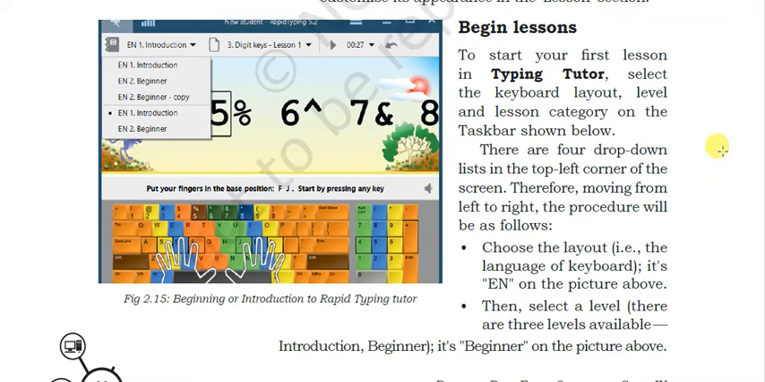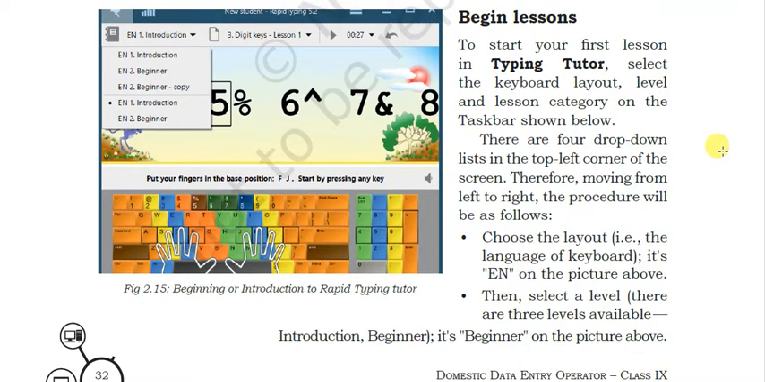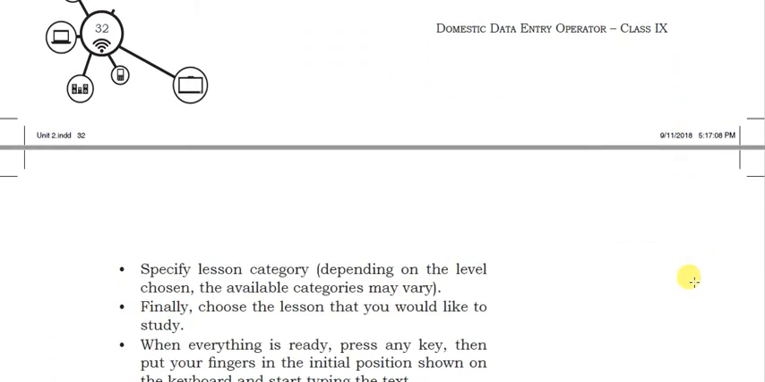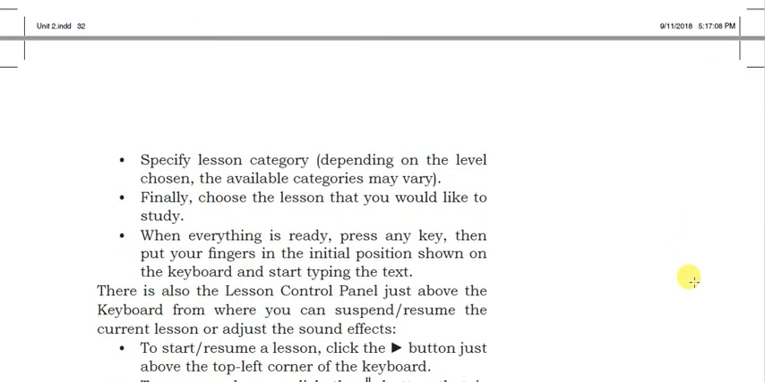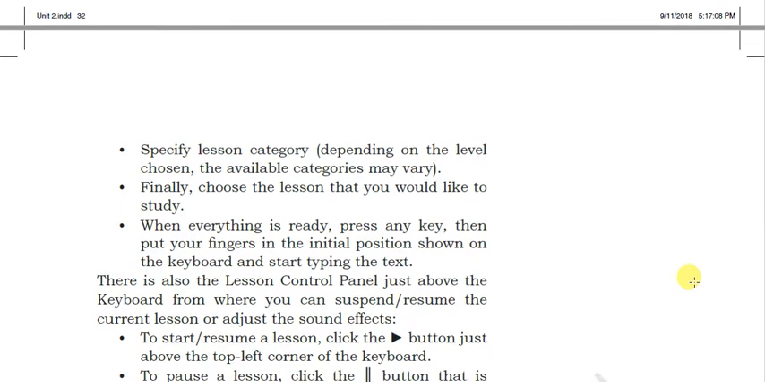Then select a level. There are 3 levels available: introduction, beginner. So you can see here, this is EN, this is English, and there are these levels. Specify lesson category. Depending on the level chosen, the available category may vary. Finally, choose the lesson that you would like to study. So you should start with the first lesson.